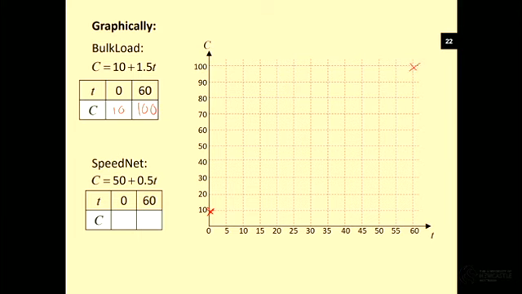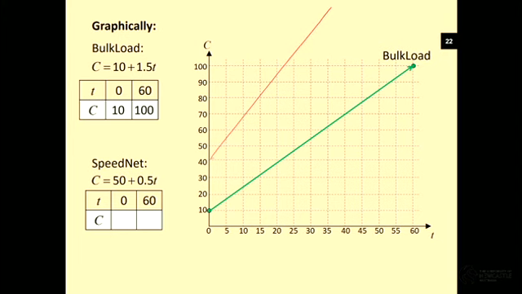So the bulk load plan is $10 for no time, and it's $100 for 60 hours. Okay, so I just plotted two points and I've done my line. It started at 10 bucks, it finished at 100 bucks. And I know if we're going to be asked to do one of these, clearly they're going to cross somewhere nicely. If I draw my other line and it's here, I don't think so.